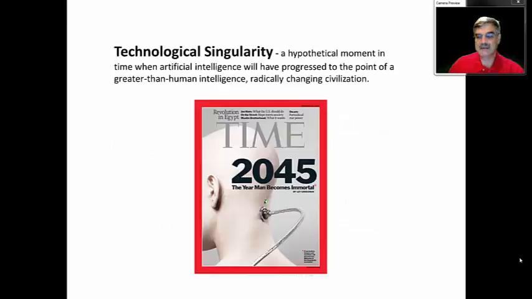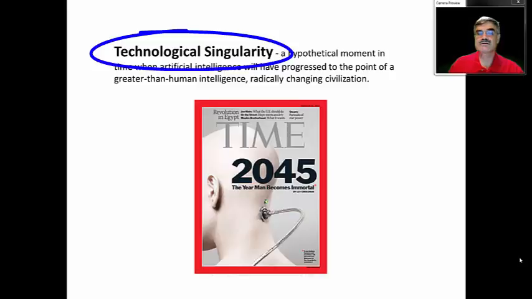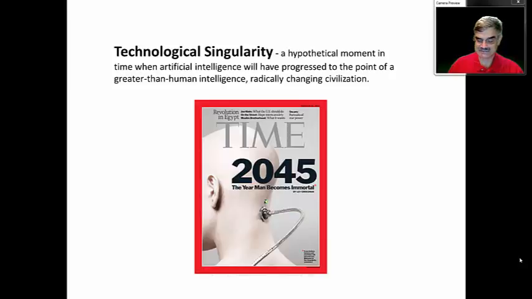Another fascinating topic in information science is the concept of the technological singularity. That is the idea that at some point in the future, perhaps not too distant, artificial intelligence will have progressed to the point greater than human intelligence, and that this would radically change civilization. The idea is when this happens, maybe it's time for we humans to pack it in. Because maybe at that point the machines could design themselves.